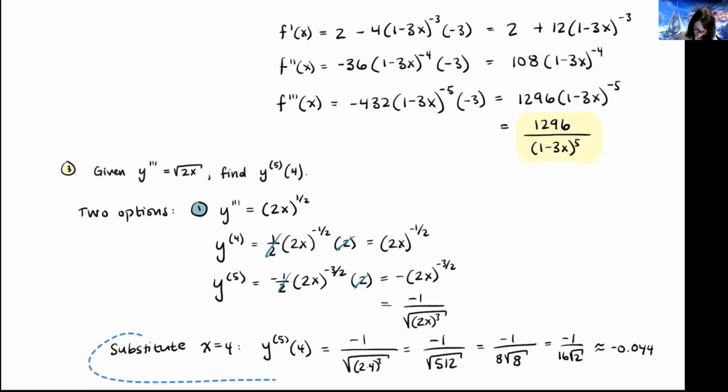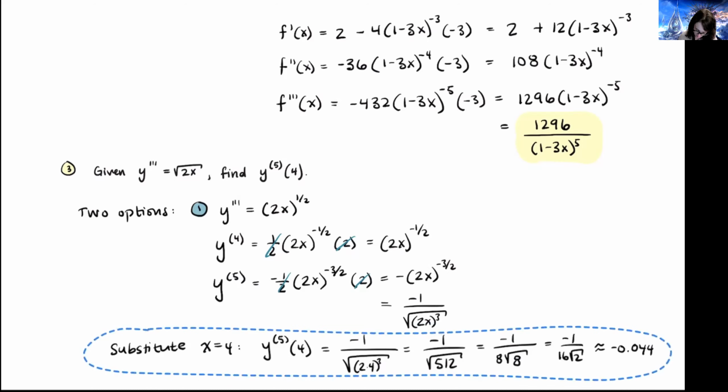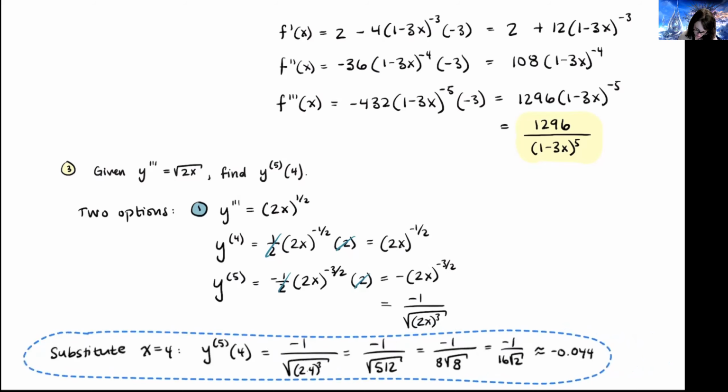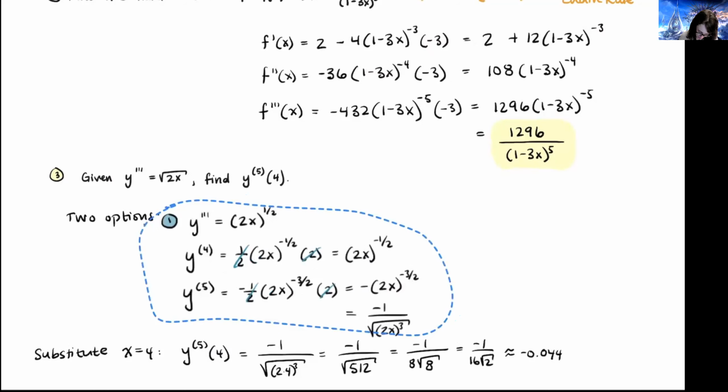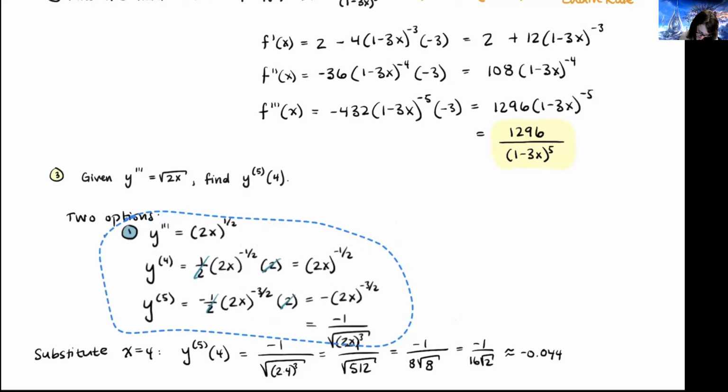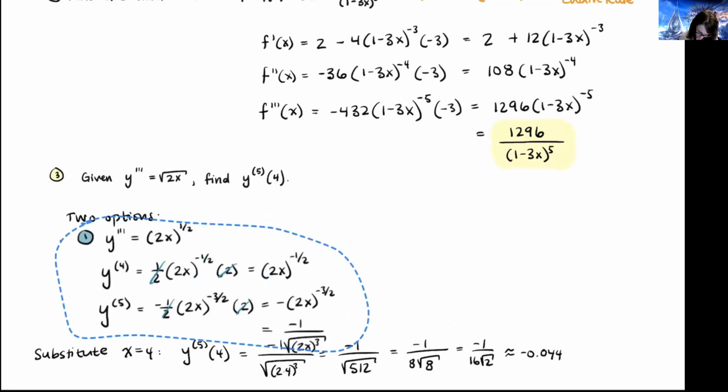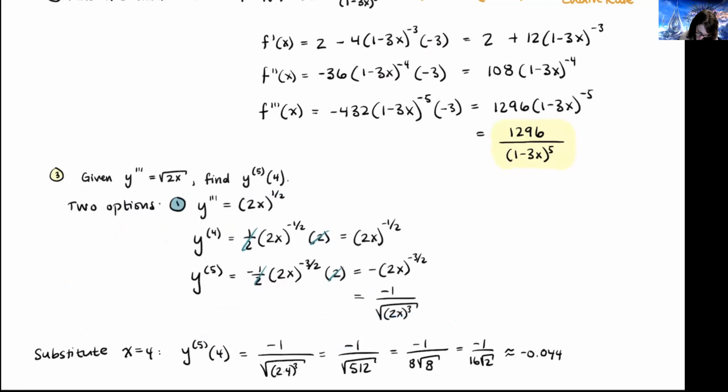Okay, so that's one way. I'm just going to move this over a little bit so that we can have some space for the other option. Poor board work management here. Hang on a sec. Move that up and bring this guy down here.